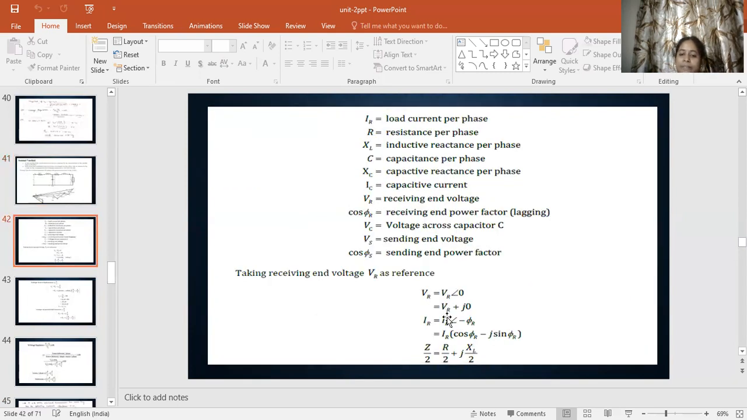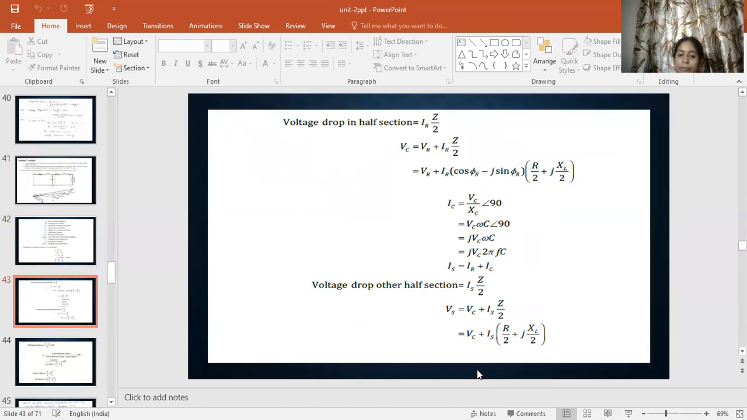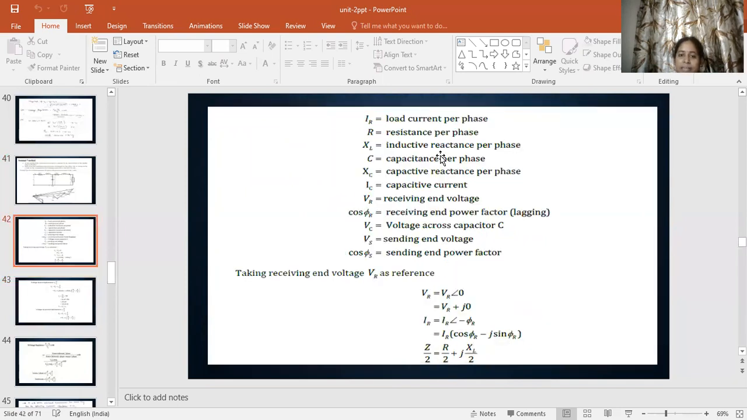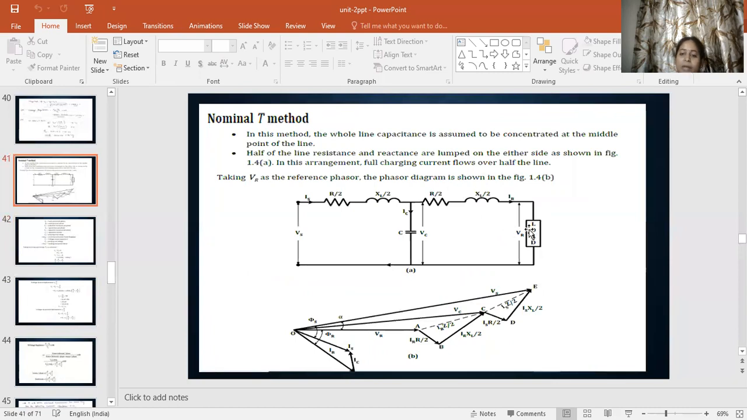Here VR is the reference, so VR is equal to VR at an angle of 0, VR plus J0, and IR at an angle of minus phi r, that in the vector form is IR into cos phi r minus J sin phi r. And the impedance Z equal to R plus JXL, here we take half of the section, so Z by 2 equal to R by 2 plus JXL by 2, and the voltage drop in the half section is at the receiving end side. VR plus some drop equal to VC, VC plus some drop equal to VS.